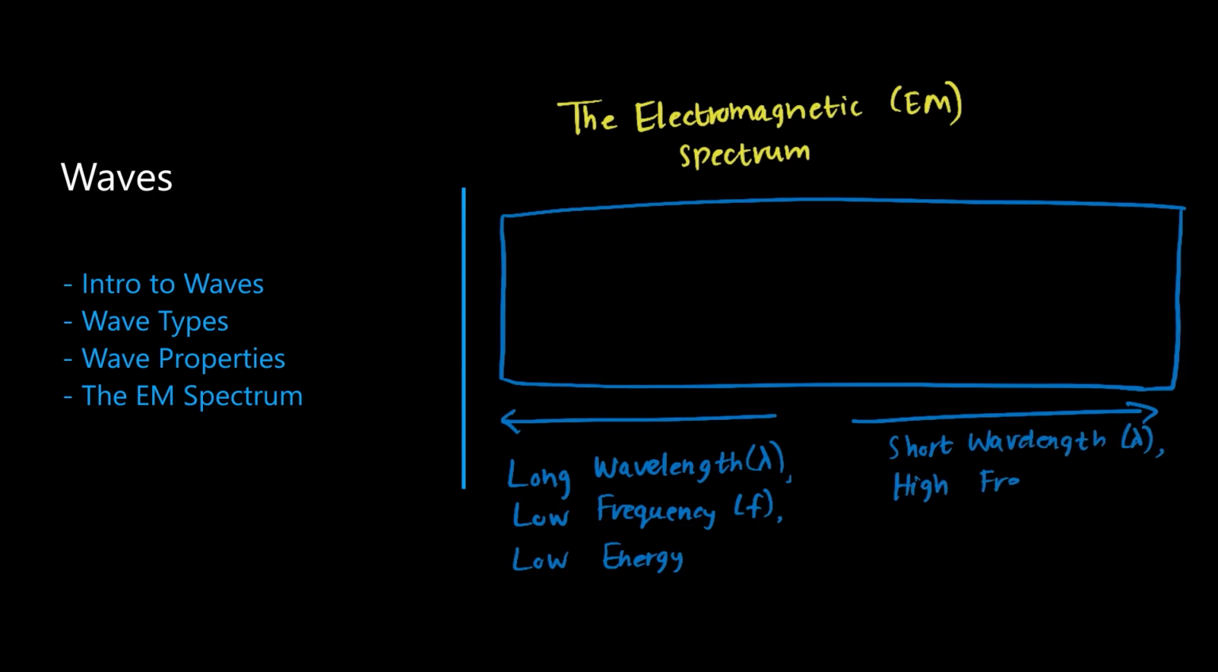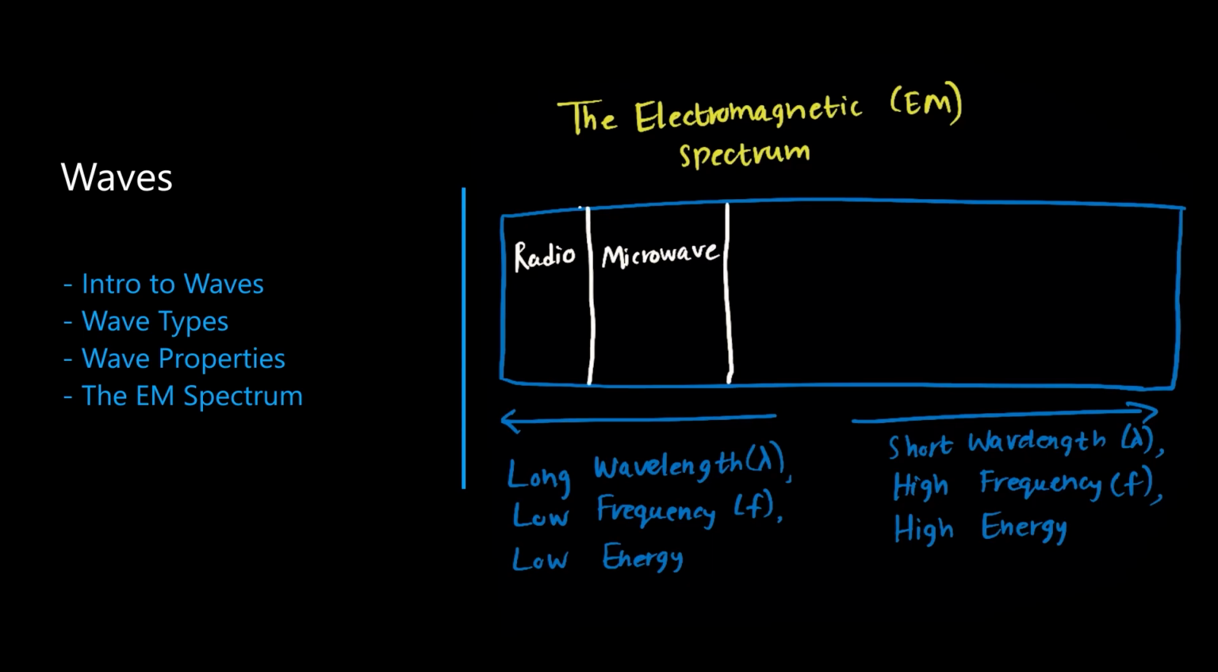We perceive different wavelengths of visible light as different colours, from red at the long wavelength end to violet at the short wavelength end. A rainbow is a natural display of the visible spectrum. Beyond visible light, with increasing energy, we have ultraviolet, UV light from the sun, which can cause sunburns.